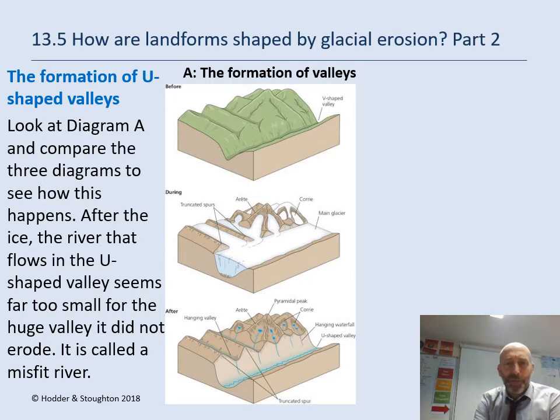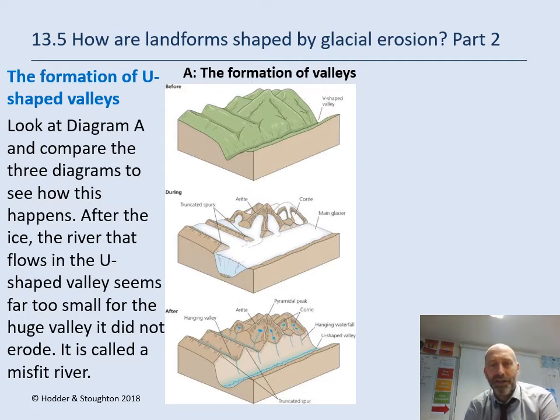Okay then, so here in these diagrams we can see how a U-shaped valley gets formed. So the top diagram shows a typical upland area with a V-shaped valley which is being caused by a river eroding down through. Now, rivers are fairly powerful, but they can't go through rock as quickly as ice can. So they tend to weave their way around and create a steep but V-shaped valley.